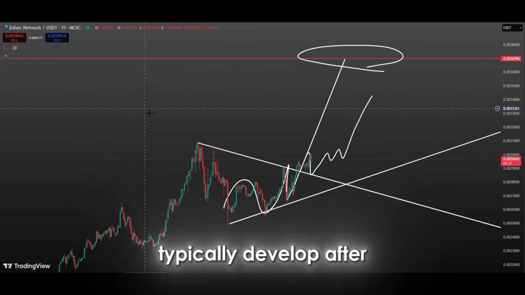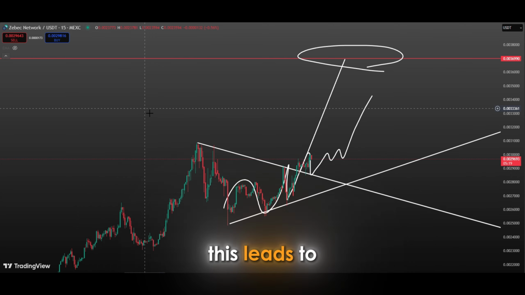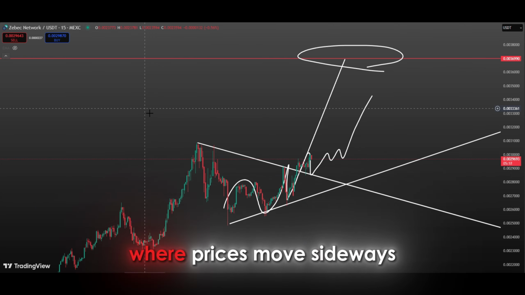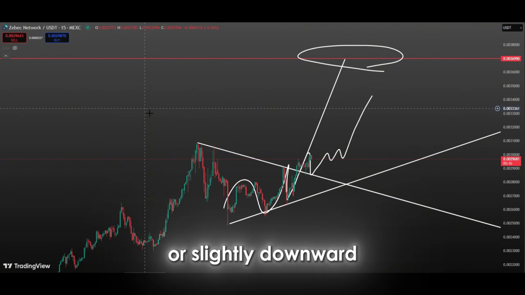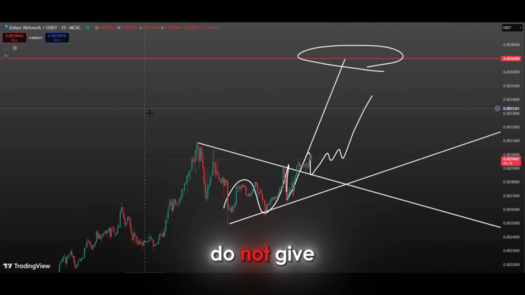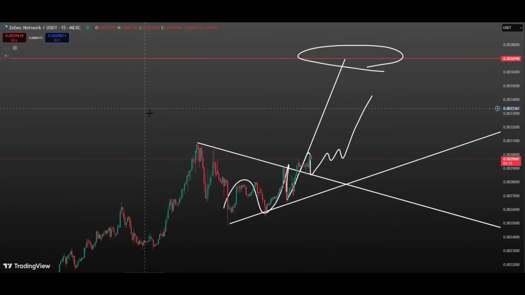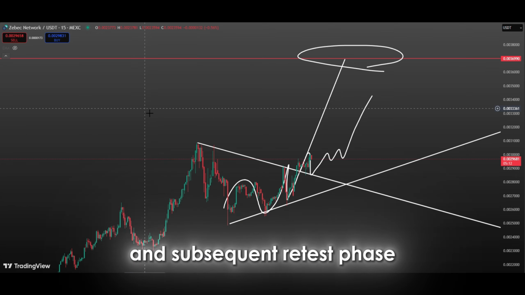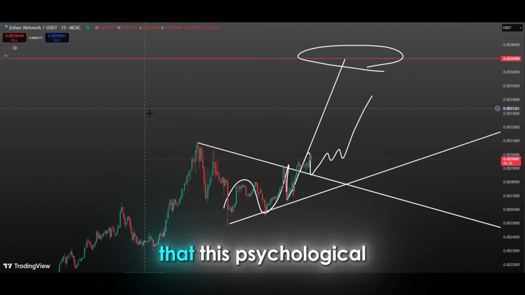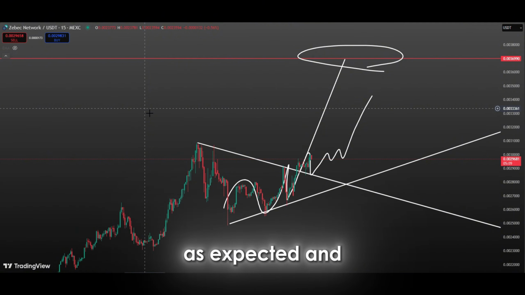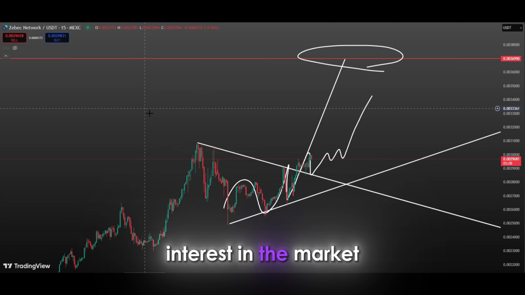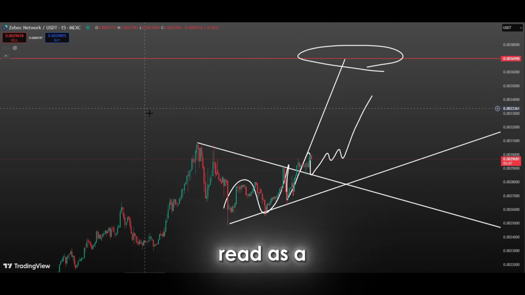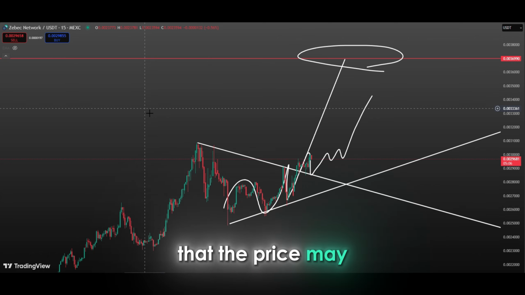Pennant formations typically develop after short-term profit-taking during an uptrend. This leads to a period of consolidation, where prices move sideways or slightly downward within a narrow range. However, the critical point here is that buyers do not give up and re-enter the market. The current breakout and subsequent retest phase demonstrate that this psychological pattern is functioning as expected and that there is still strong buying interest in the market. This can be read as a positive signal that the price may continue advancing toward the projected target.